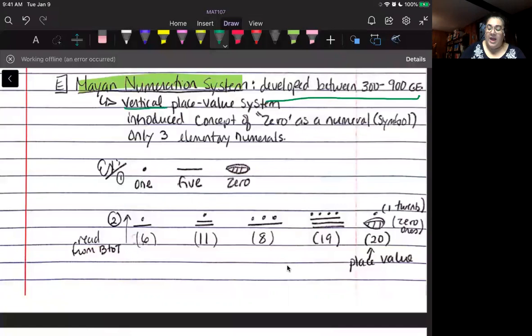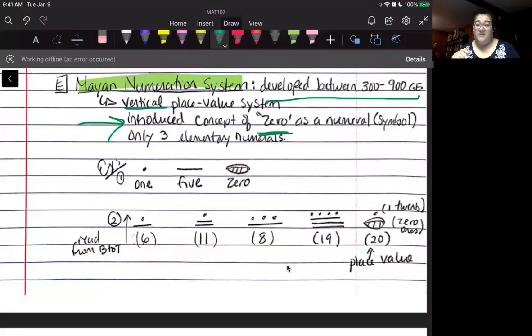Also, they are the ones credited with introducing the concept of zero. You will note that the systems we looked at prior to this one did not have the concept of zero. They had quantities that we used, but they didn't have the concept of no quantity. However, in the Mayan system, they did introduce the idea that there is such a thing as not a quantity. And zero is very important because our system takes full advantage of zeros.